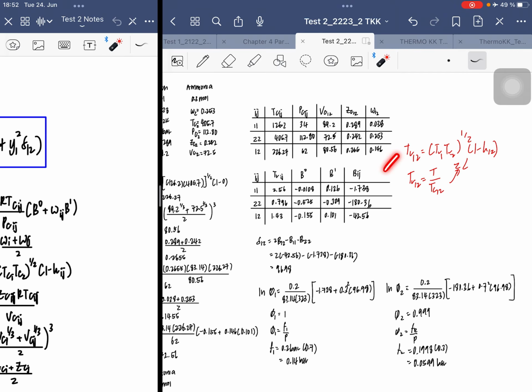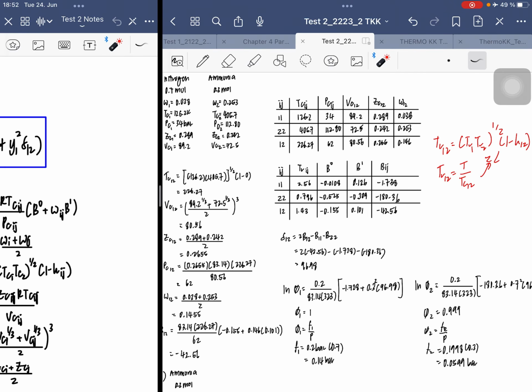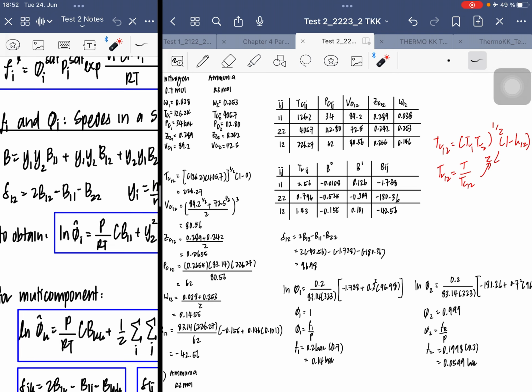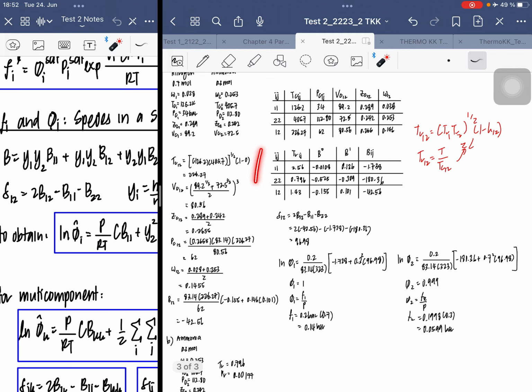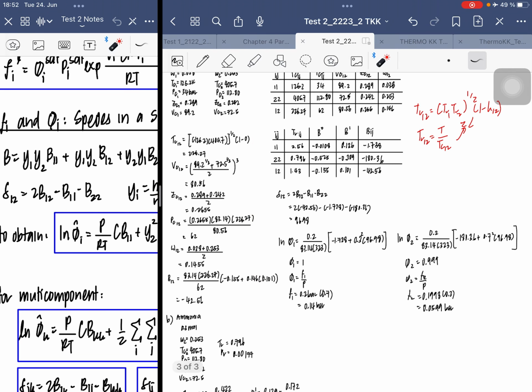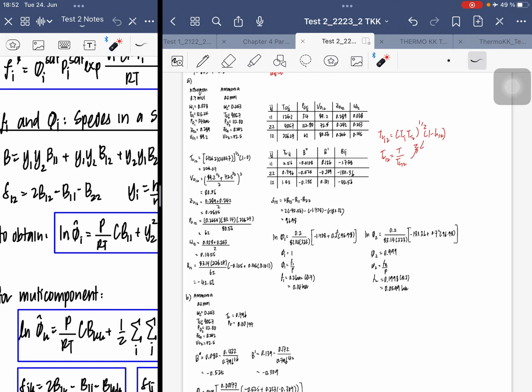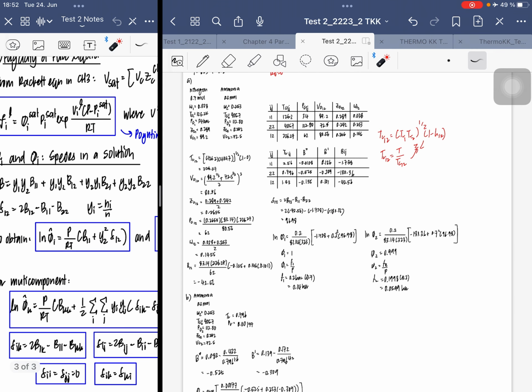After you complete this table, you move on to delta 12. For delta 12 we have a specific formula, which is 2B12 minus B11 minus B22. You see how your life is so much easier when you have this table, because you don't have to go through all these equations, you can just refer to this table to get your value, and then you get your delta 12. After that, you can find ln phi 1.